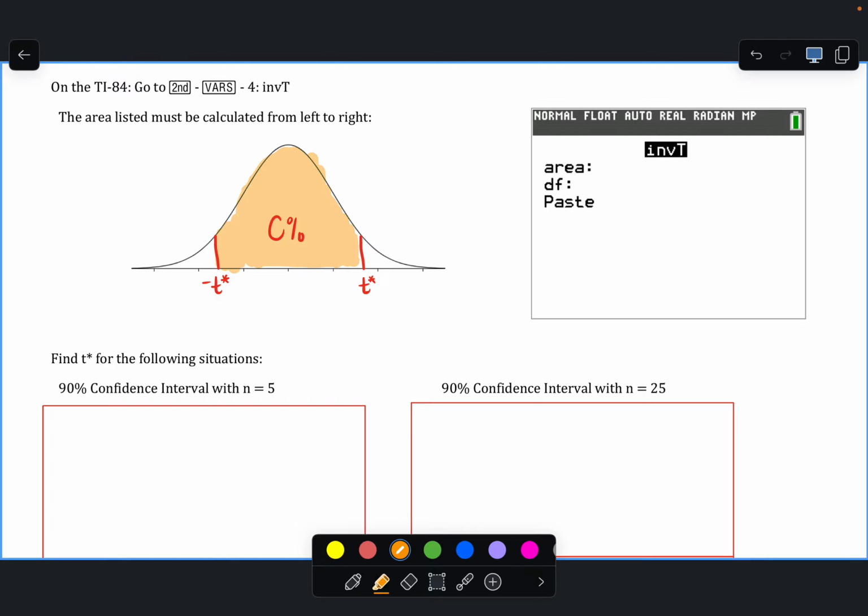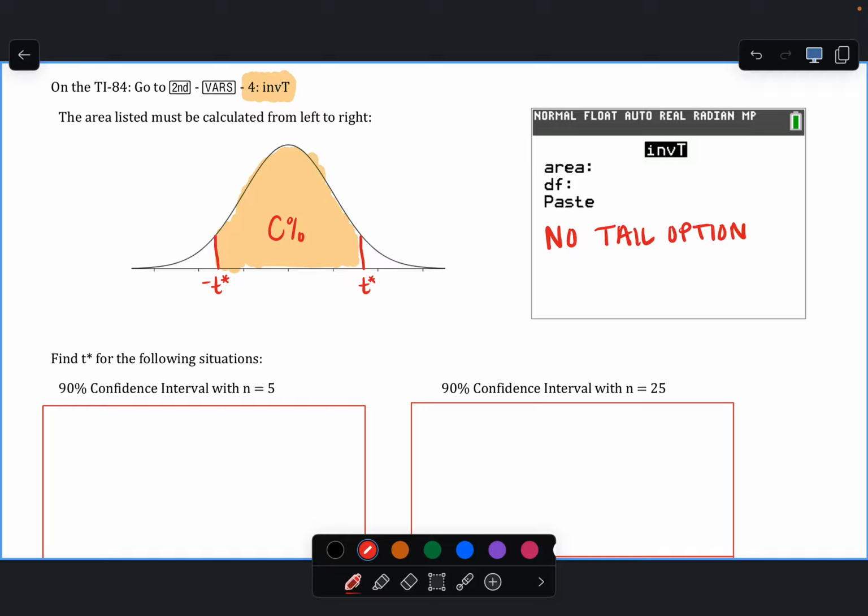Now, where this is going to kind of be slightly different. If you want to find these T star values, which you will have to do if you're doing it by hand, we are going to use a function similar to inverse norm. We are going to use second vars number 4, which is inverse T. So it's directly underneath inverse norm. Now, the one thing I am going to point out, there is no tail option. Even if you have one of the newer calculators, the tail option is not going to pop up.